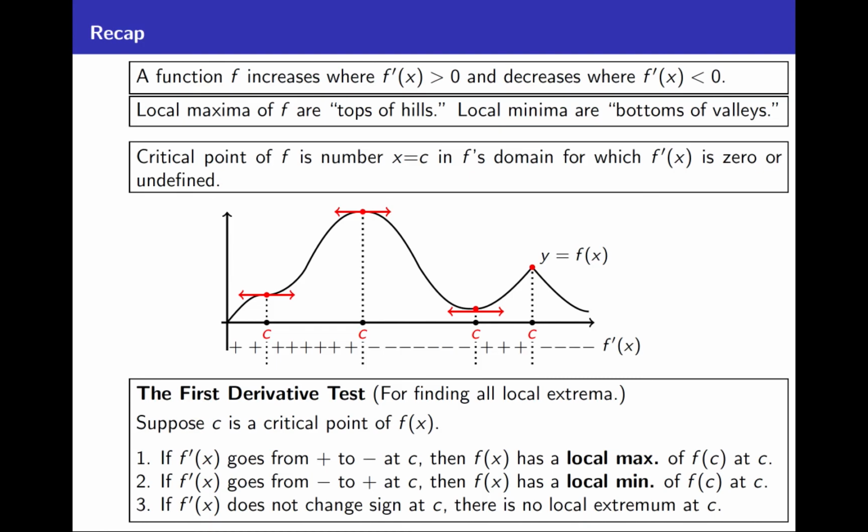And we have the all-important first derivative test for finding local extrema. To determine what happens at a critical number c, look at the sign of the derivative. If it goes from positive to negative, f has a local maximum at c. If the derivative goes from negative to positive, then f has a local minimum at c. And if there's no sign change, then f has no local extremum at c.